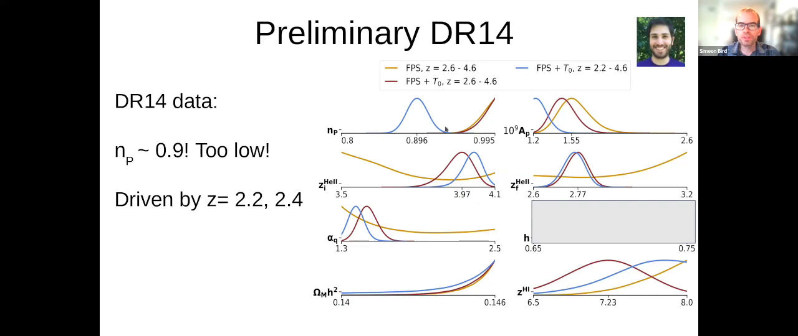So when we first got these results, we were puzzled, but then we investigated further, Martin investigated further, and we discovered that this is really driven by the lowest redshift bins, redshift 2.2 and redshift 2.4. And that's the thing that drives the low n_s. When we run a chain excluding these, we get an n_s which is much closer to 1, and which still includes the range allowed by Planck. So what's going on here?